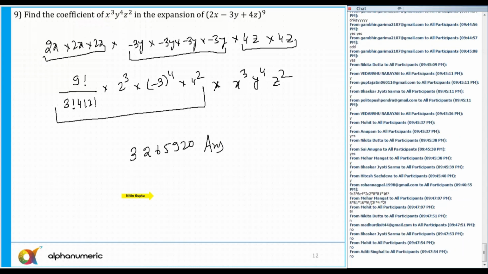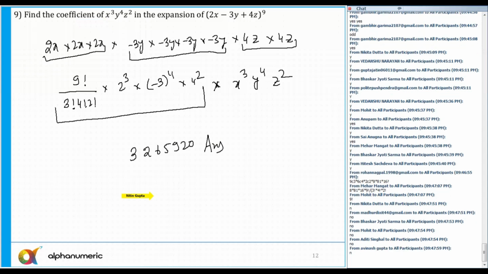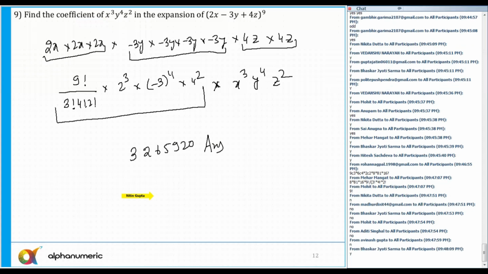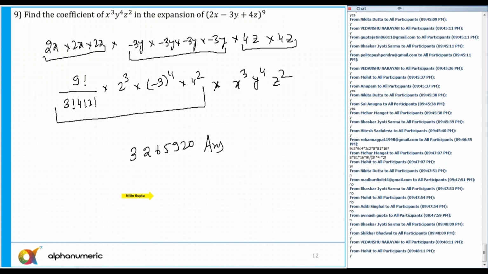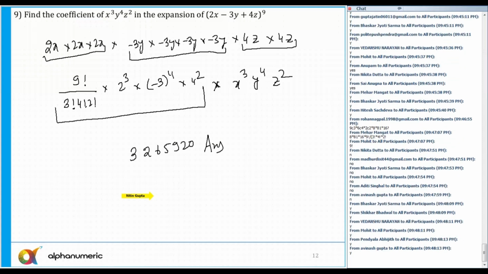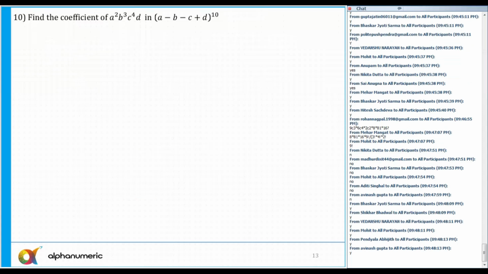Now, till now, on all the questions, the coefficient was what? But the coefficients can be different. So same approach, but these coefficients will get multiplied now. Okay. So should I move to the next slide? Next question. All right. Try question number 10.